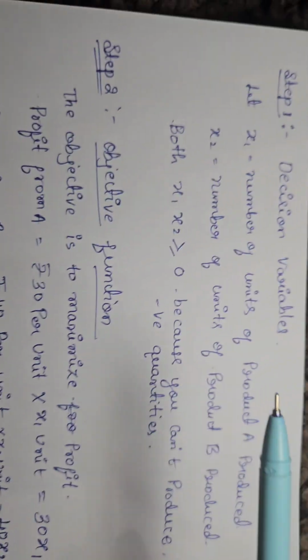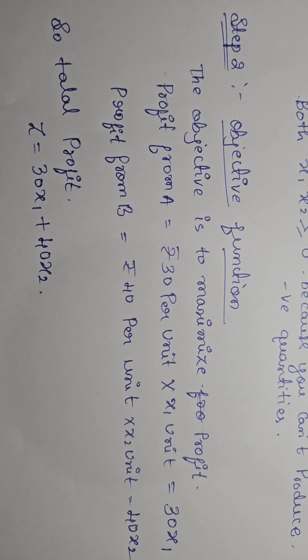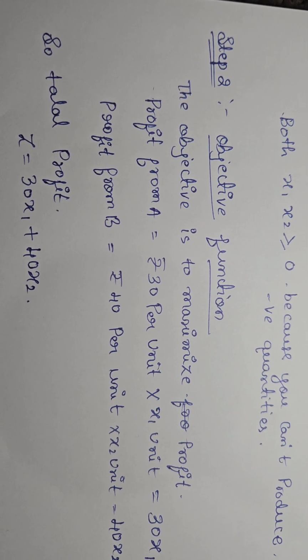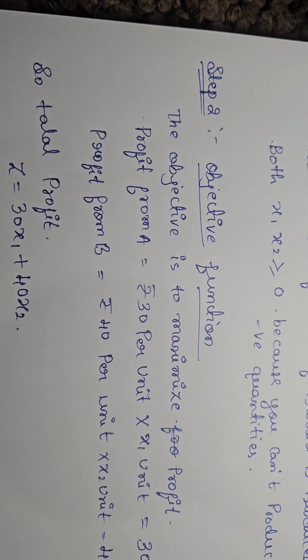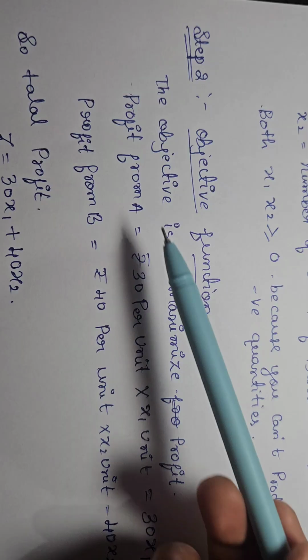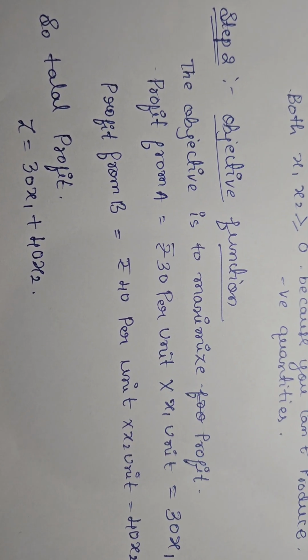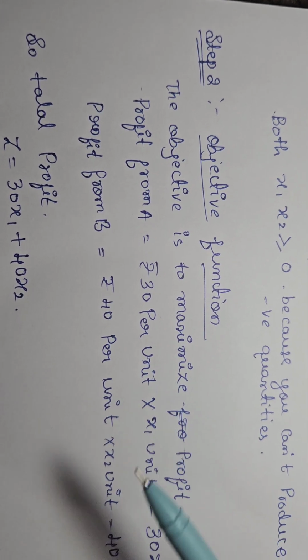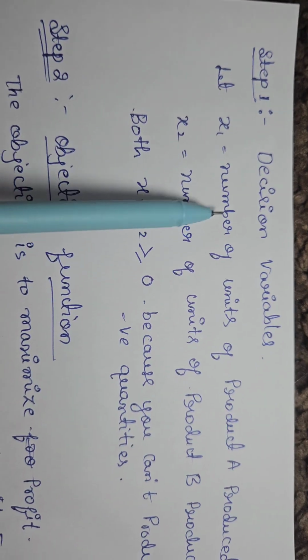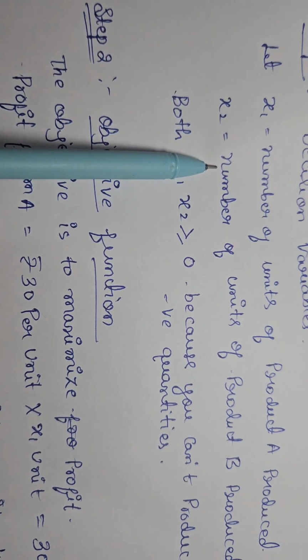Next, step 2. After finding the decision variables, you need to form the objective function. The objective is to maximize profit. In this question, we need to maximize the profit. So how to maximize in this? First, profit from A. How much are we getting as profit from A? That is 30 per unit. Then x1 units. x1 is the decision variable we need to take for product A, and x2 we need to take for product B.